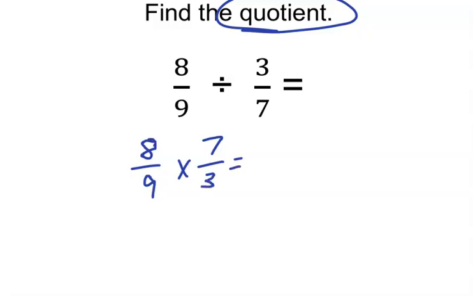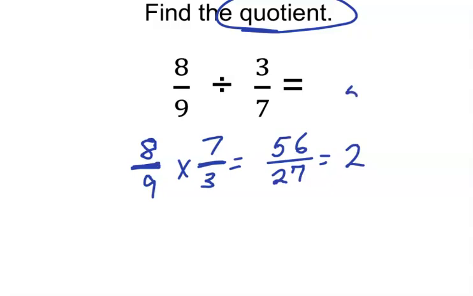Well, there's nothing that goes into 8 and 3. There's nothing that goes into 7 and 9. So we just have to use what we have here. So 7 times 8 is 56. 9 times 3 is 27. Okay, so how many times does 27 go into 56? Well, 2 times. And then 2 times 27 is 54.